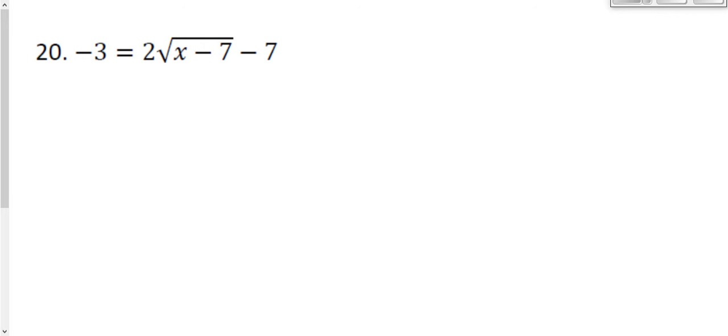So let's start. We need to get this x alone. It's currently inside a radical, having 7 subtracted from it, being square rooted, multiplied by 2, and having 7 subtracted at the end. The very first thing we're going to have to do to get inside to see that x is to add 7 to both sides. That is the addition property of equality.